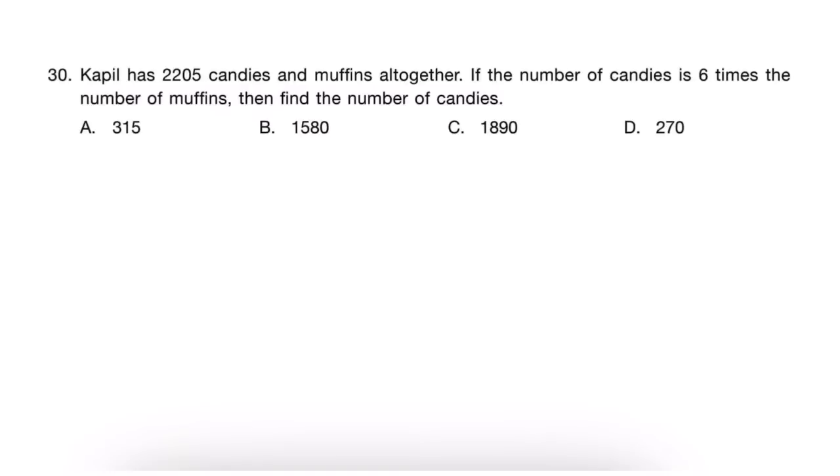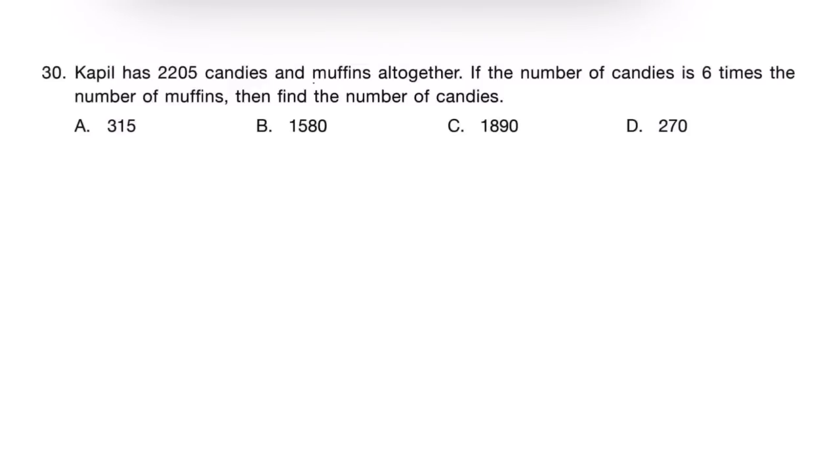Question 30. Kapil has 2205 candies and muffins altogether. If the number of candies is 6 times the number of muffins, then find the number of candies. Let the number of muffins be x. Number of candies is 6 times the number of muffins, so the value of candies can be 6x. Now total number of candies and muffins is equal to 2205. So we can write candies plus muffins is equal to 2205. Now we will put the values. 6x plus x is equal to 2205.